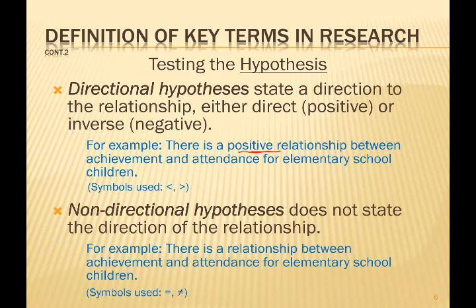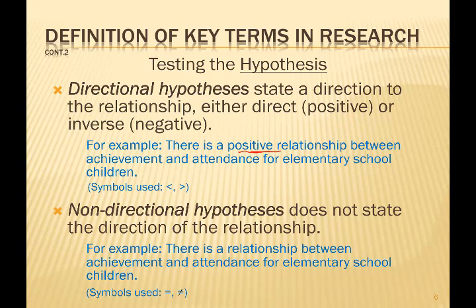There's another type of hypothesis called a non-directional, and this suggests that there is no direction to your hypothesis. So using the same example then, a non-directional hypothesis would say that there is a relationship between achievement and attendance for elementary school children. Notice that there is no positive or negative suggested here in the statement.